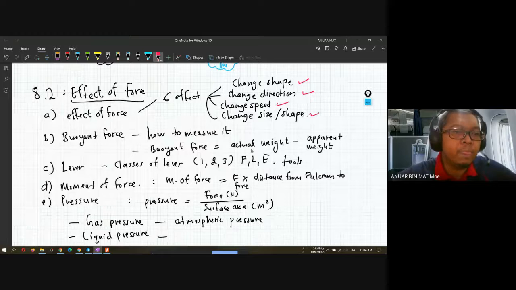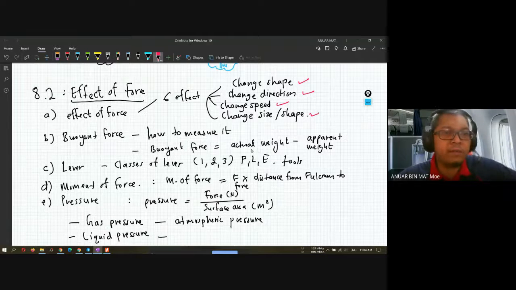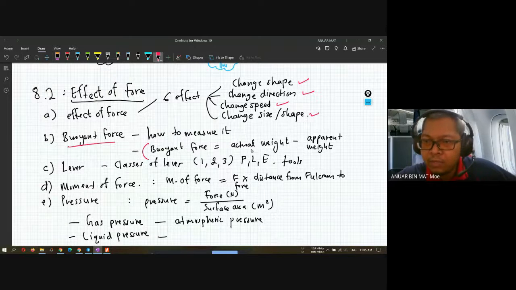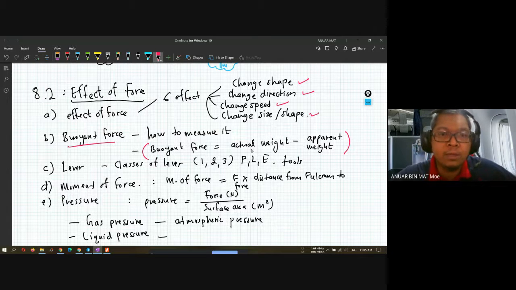The second topic is the buoyant force. How to measure it, and what is the formula? You still remember the formula to measure the buoyant force? Actual weight minus apparent weight, then you get the buoyant force. What is the force measured in?